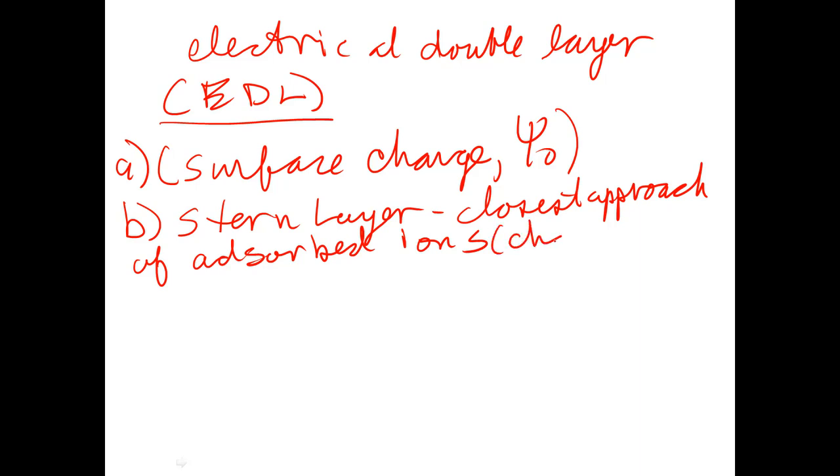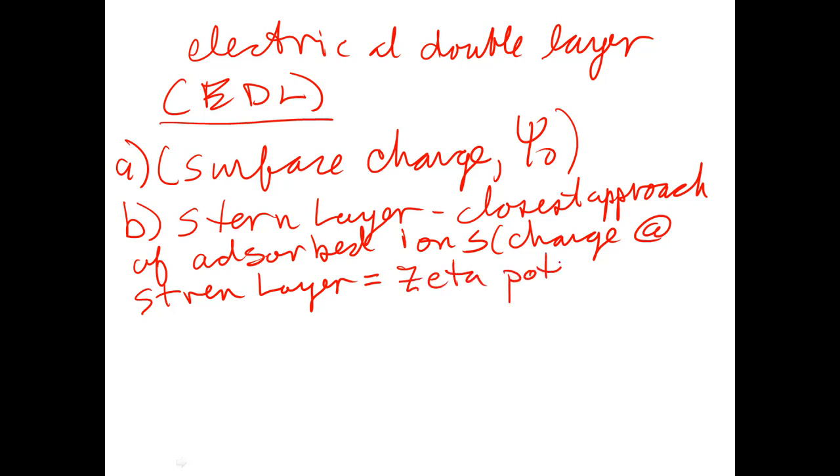The charge at the Stern layer we call the zeta potential. The specific charge at the Stern layer is called the zeta potential. The third component of the electrical double layer are those diffuse ions.